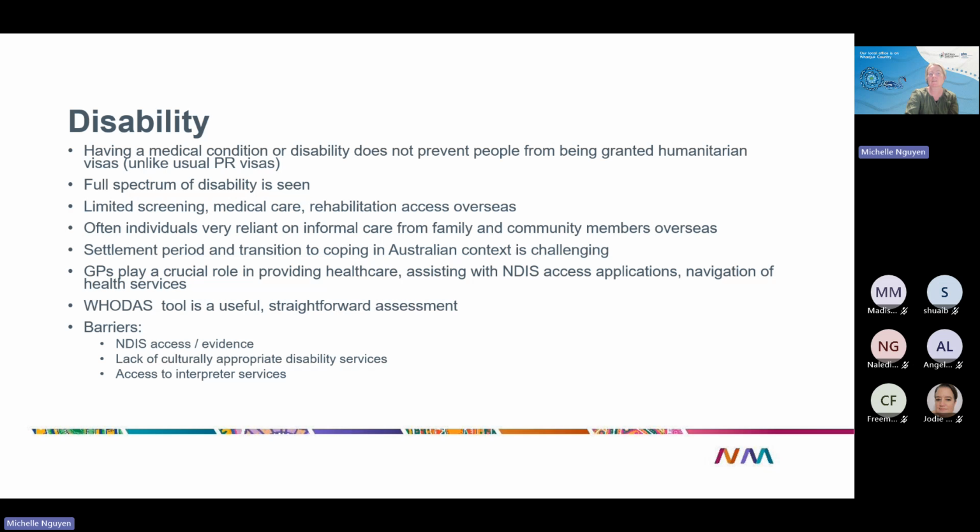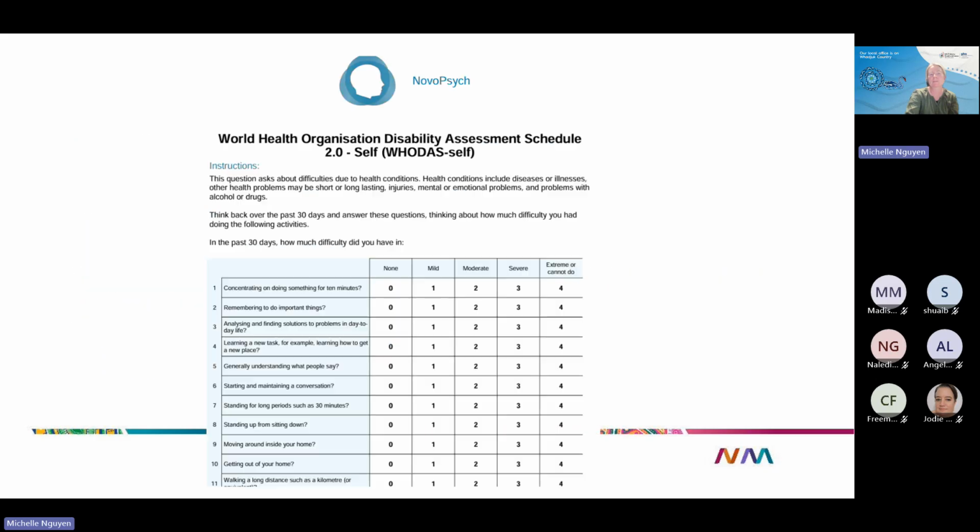So the settlement period and transition to coping in Australian context is actually quite challenging, and I think GPs can play a really crucial role in providing healthcare, assisting with NDIS applications and navigation of health services. Also highlight this WHODAS tool, which is being developed by WHO, which is quite a nice culturally appropriate tool that you can use to score disability, which can be used as part of evidence for NDIS access as well. And those barriers, again, NDIS access, getting the evidence for that can be challenging. And also there is a lack of culturally appropriate disability services and access to interpreter services.